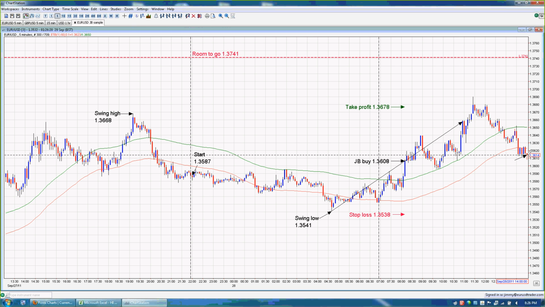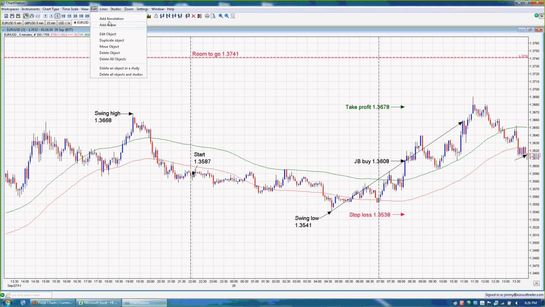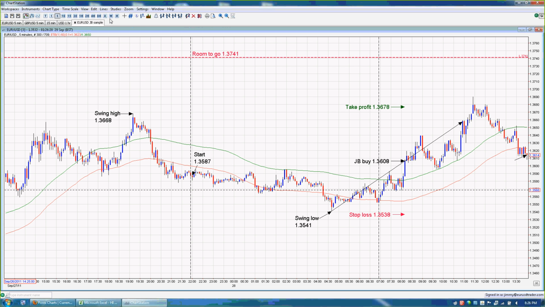Right at the close of that bar, which closed right there, that's 136.14. Edit, add annotation, no, edit, duplicate object. I'm going to take a shortcut here. I'm going to take this Jimmy's Band buy, move it over there, and move it right about there.